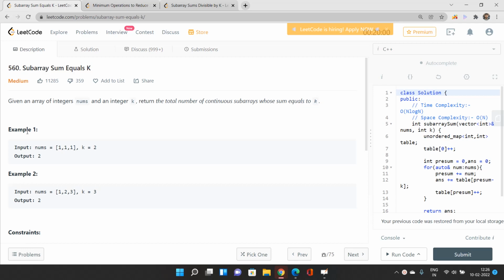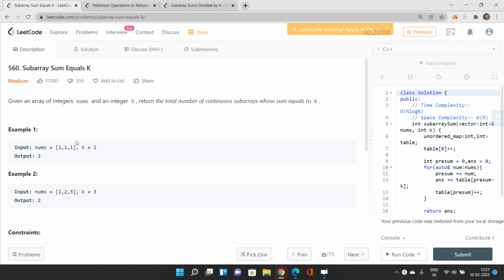Today we will be discussing the medium problem of LeetCode, subarray sum equals k. Its index is 560. The basic prerequisite required to solve this problem is a good command over hash tables. You need to know how we can use a hash table to count the total number of continuous subarrays whose sum equals k.